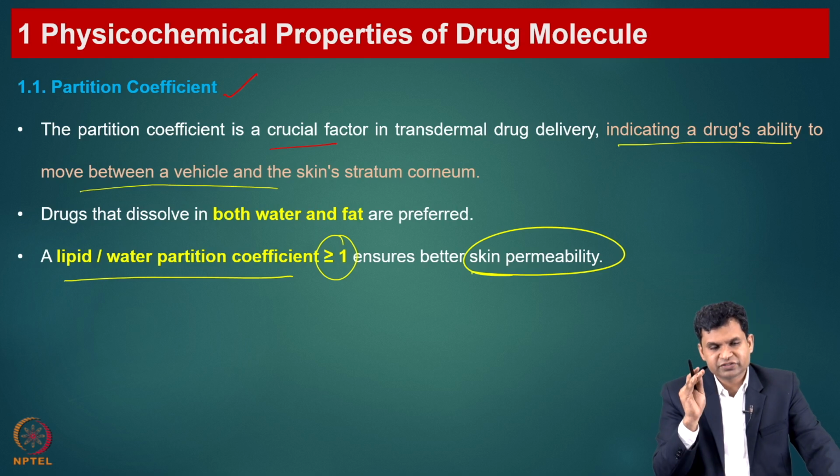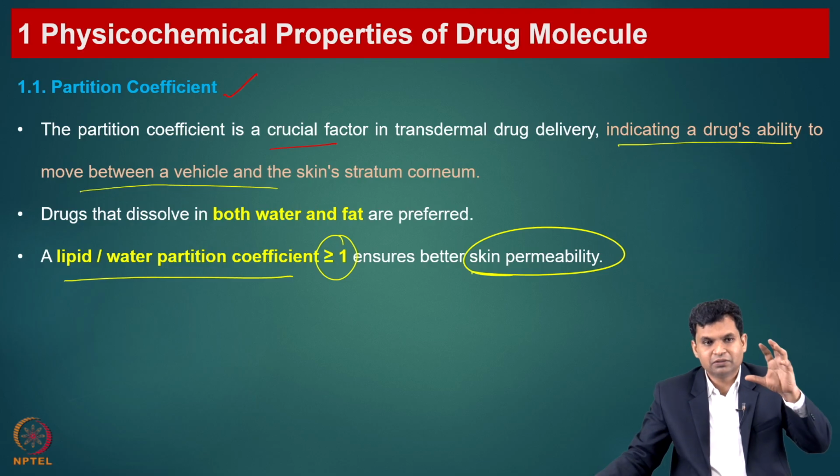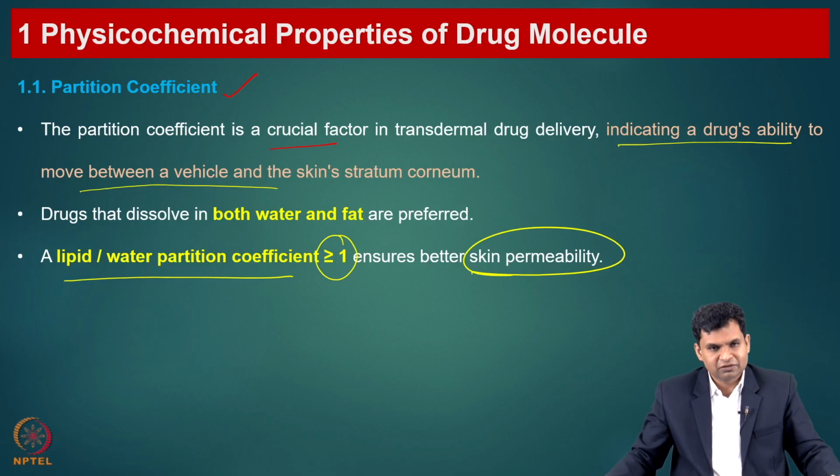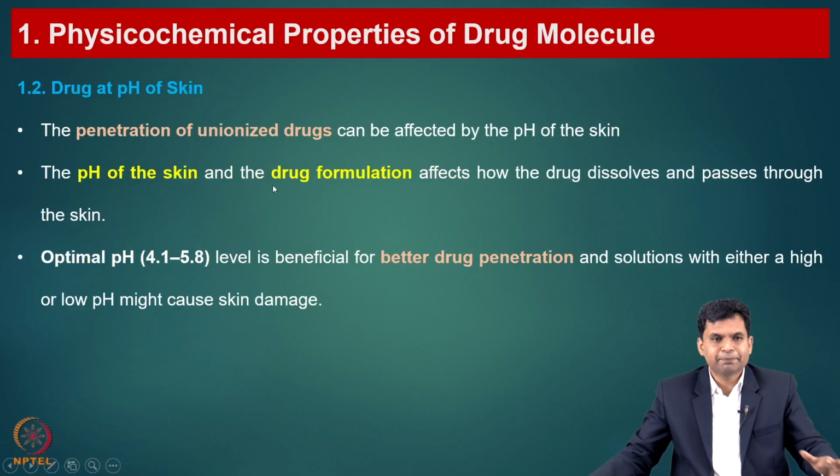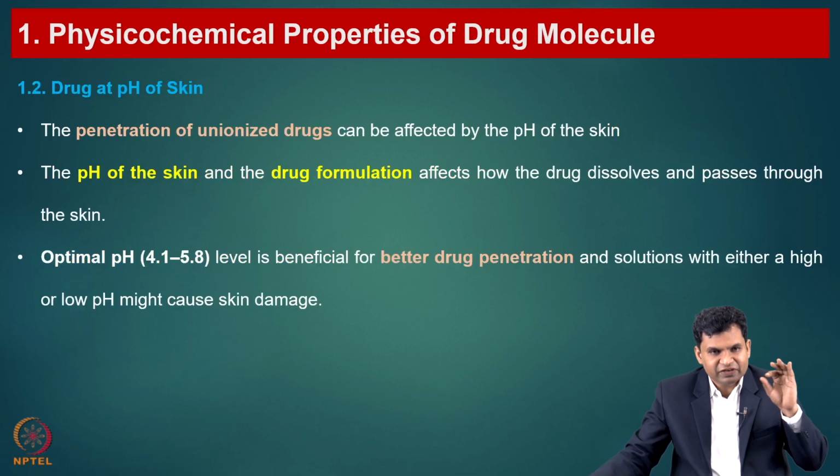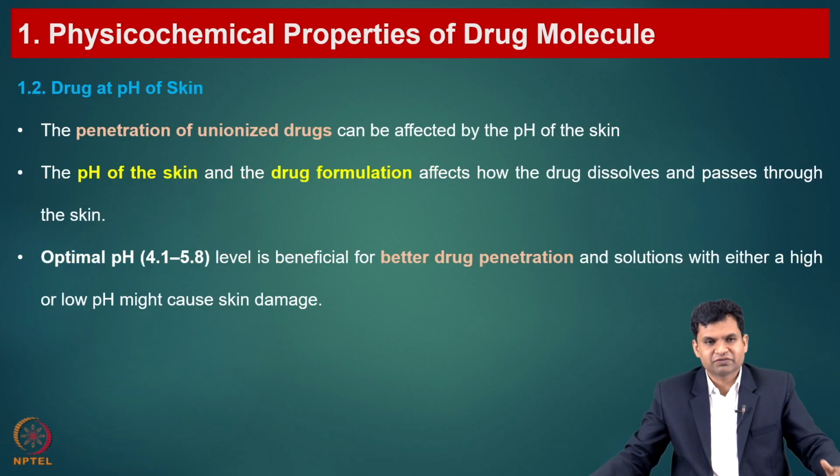So, partition coefficient is very important while designing the physicochemical properties. Your partition coefficient should be more than 1 for the transdermal patches. So, the second parameter is the fate of the drug at the pH of the skin.